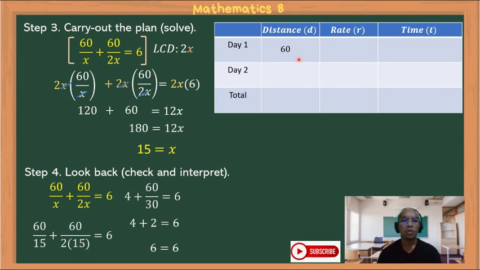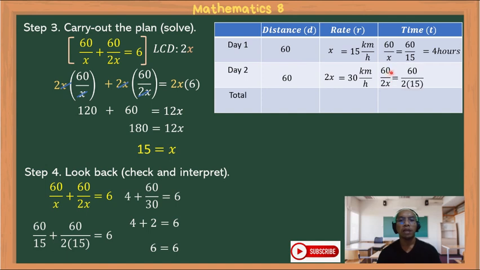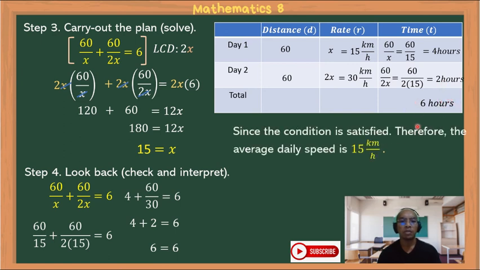To check it, we have to go back to the table. So if x is equal to 15 kilometers, 60 divided by x, that is 4 hours. So if its rate is double, his rate on the second day is 30 kilometers per hour. So the time he traveled on that second day is 2 hours. So the total hours he traveled is still 6 hours. So since the condition is satisfied, therefore the average daily speed is 15 kilometers per hour.